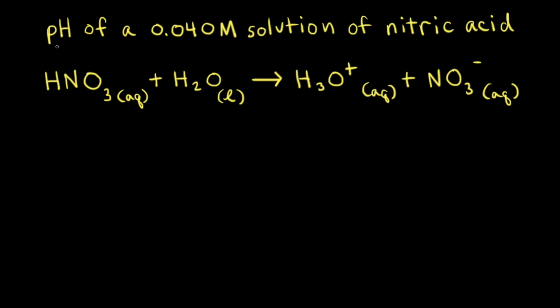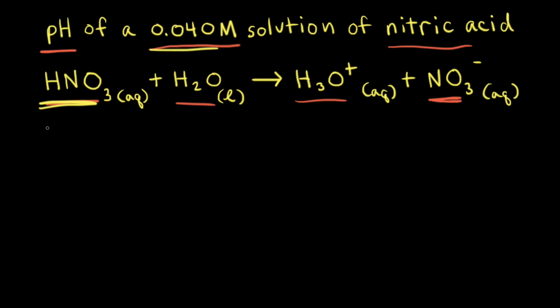Let's calculate the pH of a strong acid solution. In this case, we're going to do a 0.040 molar solution of nitric acid. Nitric acid is HNO₃, and nitric acid reacts with water to form hydronium H₃O+ and nitrate NO₃-, which is the conjugate base to HNO₃. Because nitric acid is a strong acid, we assume the reaction goes to completion.